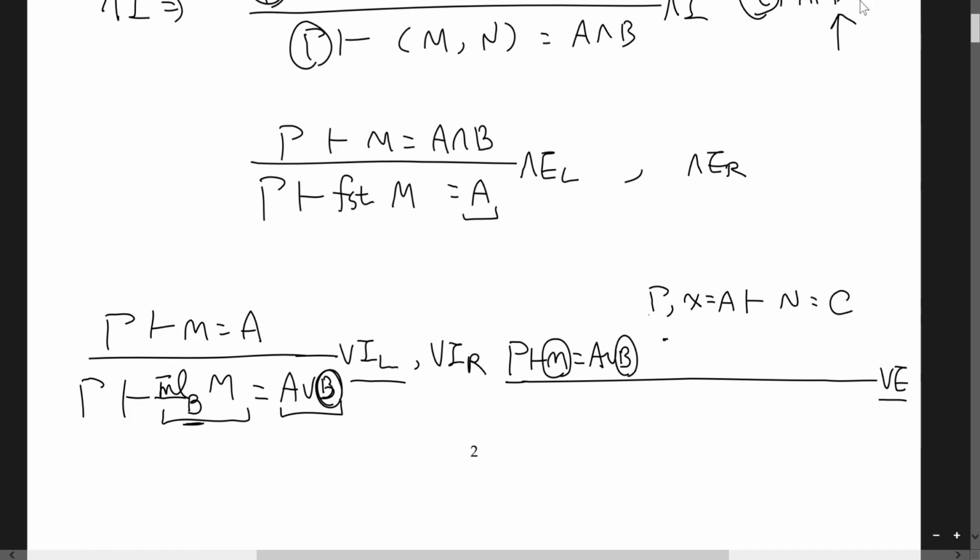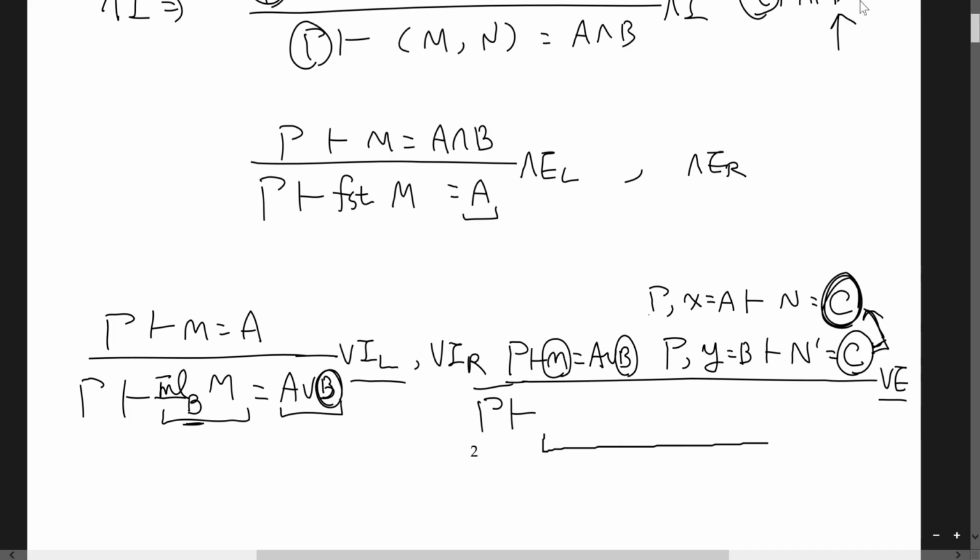And the other possibility is M was created from a proof term of type B. So let's just say the proof term is Y. So this proof term Y has a type B, and then we can obtain another proof term N prime of the same type C, as shown over here. So these two types are the same. And then we can obtain a proof term of type C, whichever branch we take.